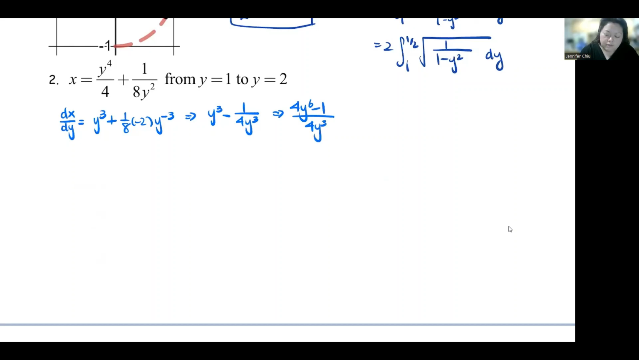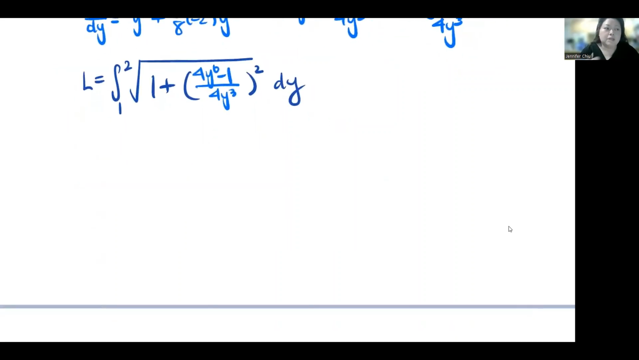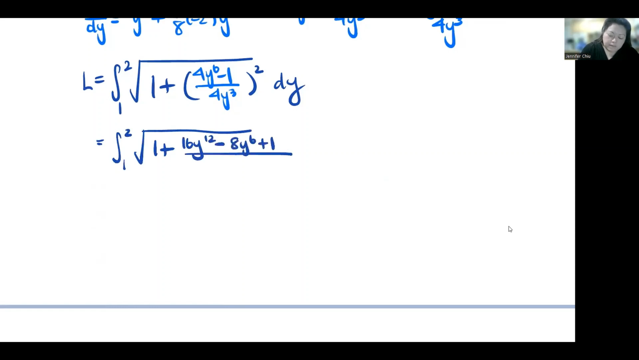Okay, now go ahead and find my arc length. Length of the curve is the integral from 1 to 2 of the square root of 1 plus the derivative squared, dy. All right, the derivative is (4y to the 6 minus 1) all over 4y cubed. Okay, now this is a lot of algebra. We're going to clean this up because this one, we don't want to use a calculator. We're going to do this by hand. So integral from 1 to 2 of 1 plus, I'm going to go ahead and square the whole thing out. So I get (16y to the 12 minus 8y to the 6 plus 1) all over 16y to the 6.